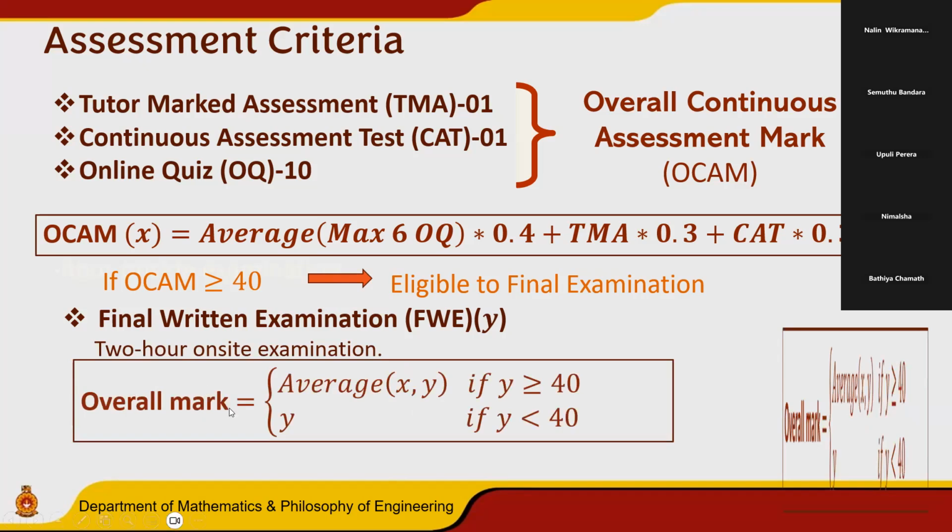And the overall mark is calculated for the course. So it's the average of your final examination mark and the OCAM mark. So it should be greater than or equal to 40 to pass the course, pass the examination. If it is less than 40, you will not pass the examination. That is, if you get less than 40% according to this formula, you will not get a pass grade for the course.